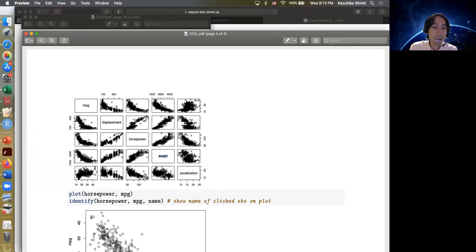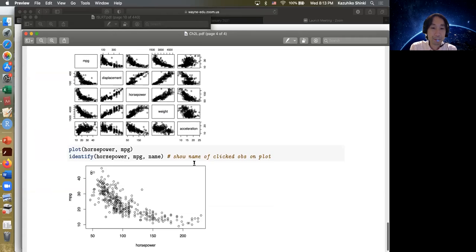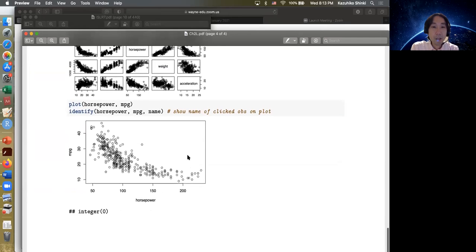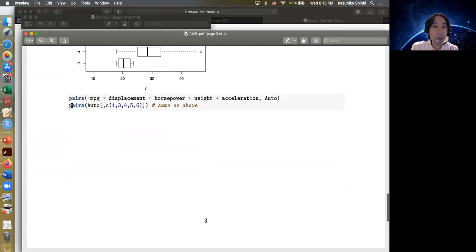Acceleration is better for a smaller car if it's very light, but also a larger engine is good for acceleration. So actually the relationship between MPG and acceleration isn't really clear. Yeah, and this can be produced by the pairs function. You can just specify the data set in the pairs function, then we get the 5 by 5 pairwise scatter plot, and this other format makes the same graph. Auto is the name of the data set.